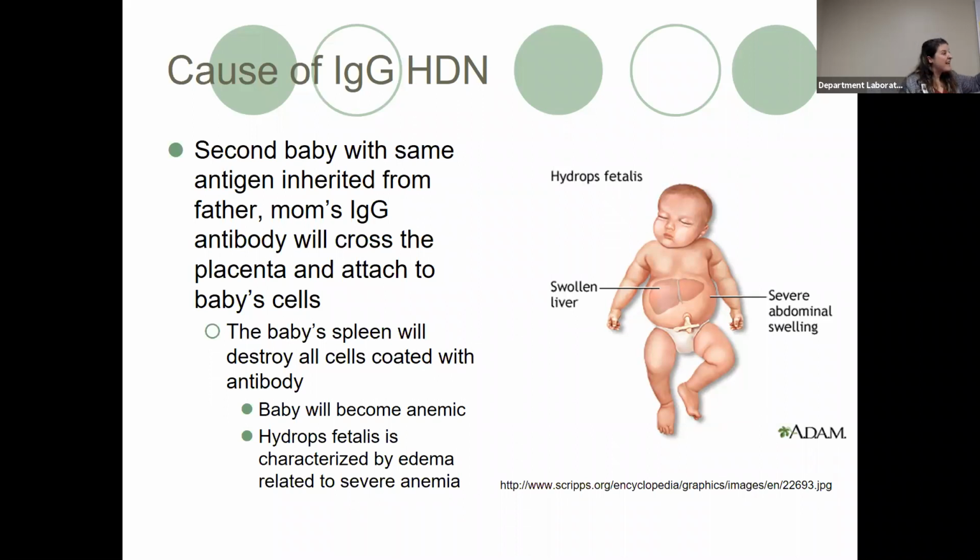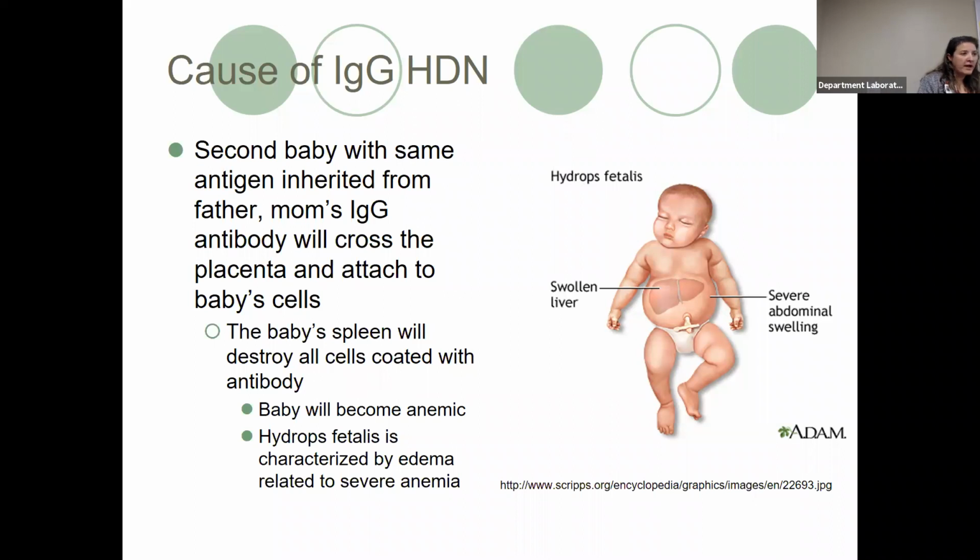So what happens is mom's anti-A,B attaches to those A cells or those B cells, all right. Same thing for Rh. So if mom has anti-D and baby is Rh positive, mom's anti-D can coat those Rh positive cells, and then the baby's spleen is going to remove those cells, causing anemia in the baby. And we're going to talk about the differences between ABO and hemolytic disease of the newborn due to another IgG antibody.